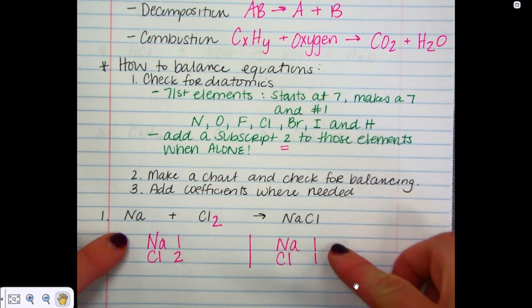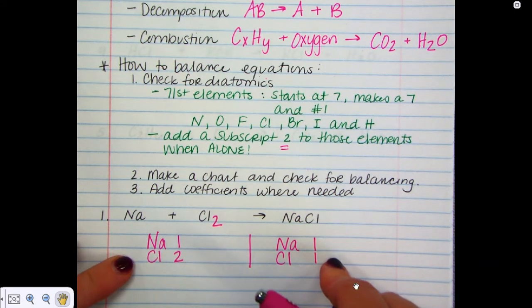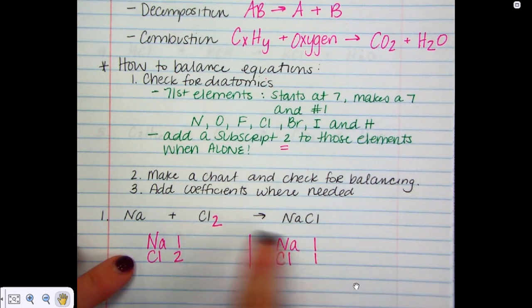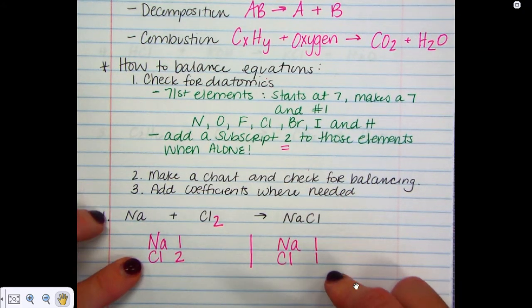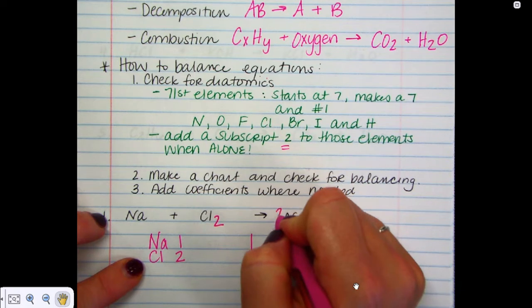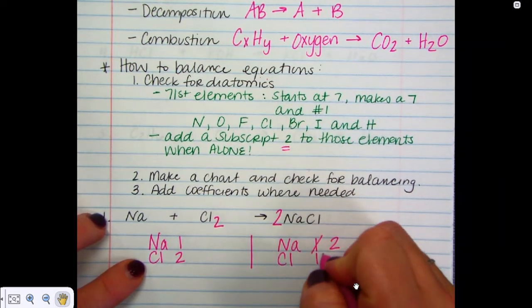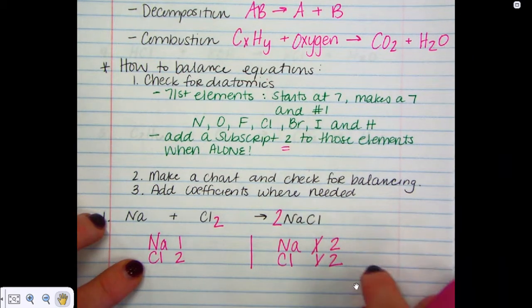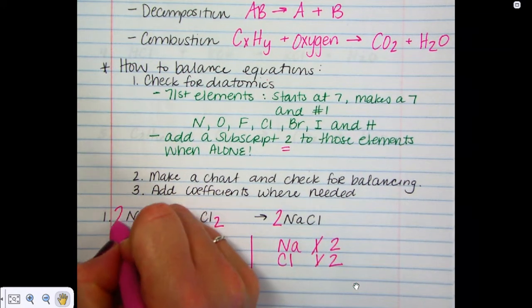So my sodiums obviously are balanced. My chlorines are not. I can place a coefficient where needed to balance. So if I have 2 chlorines and 1 chlorine, I'm going to have to put a 2 in front of the sodium chloride. That's going to change this to 2 and this to 2. Okay, so now my chlorines are balanced, my sodiums are out of whack. So I'm going to then also put a 2 coefficient.